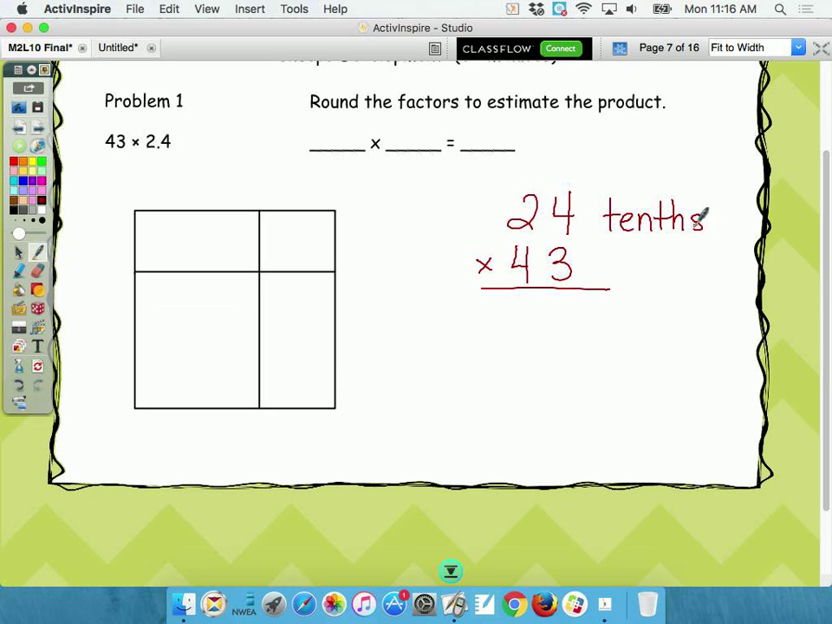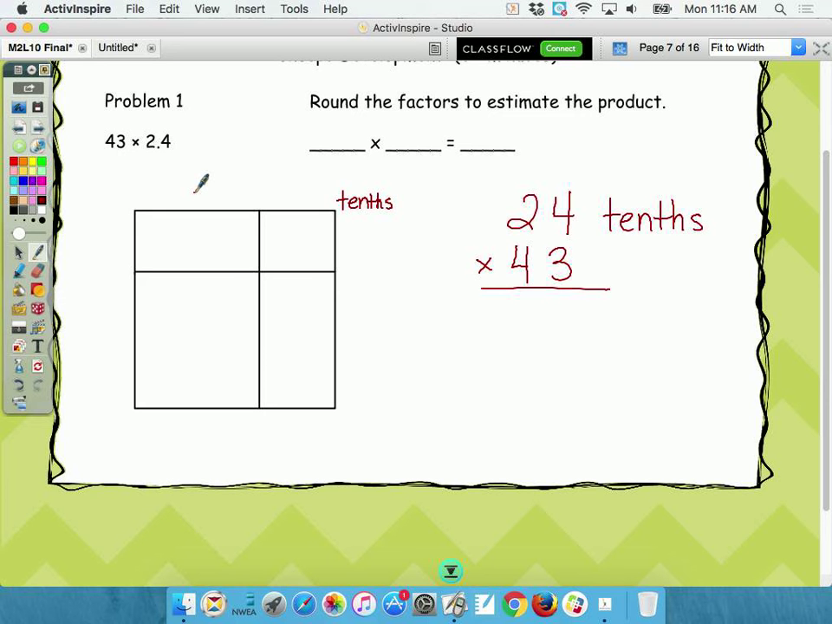Or recording. So now that I've got that standard algorithm taken care of, the number with the decimals on top means I'm going to put the decimal on top of the area model. So how would I do that? 24 tenths. Can't I just write the word tenths again? Now, it's very important you don't forget it, because 24 tenths is different than 24 ones.